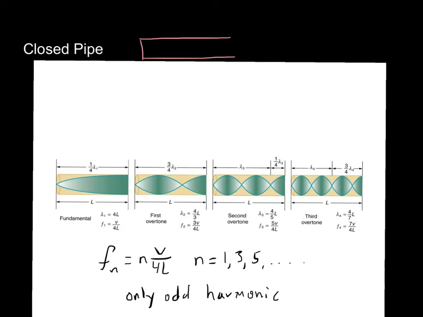So the big key here is just follow the pattern, 1, 3, 5. So 1 would represent our fundamental, then our second harmonic, third harmonic, and so on, or first overtone, second overtone, and so on. And you just follow the pattern based on what the problem's asking you.